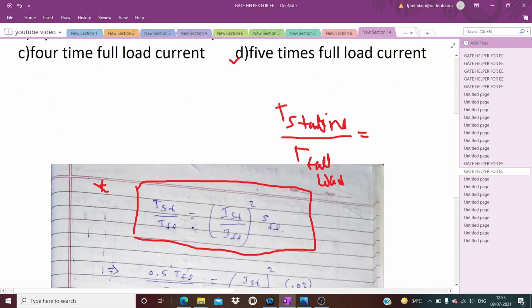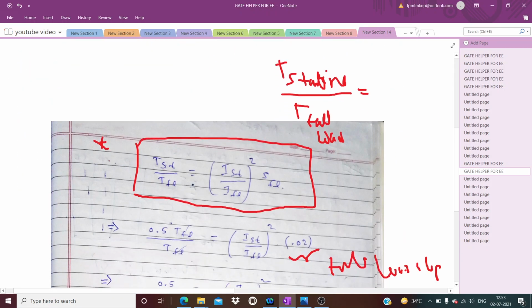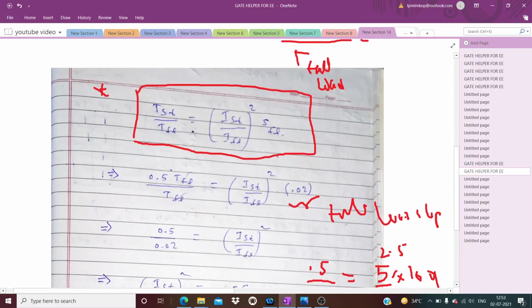So I hope it is very clear. You just need to remember this formula: this is starting torque and full load torque, starting current and full load current, and this is full load slip. Okay, so I hope it is clear.